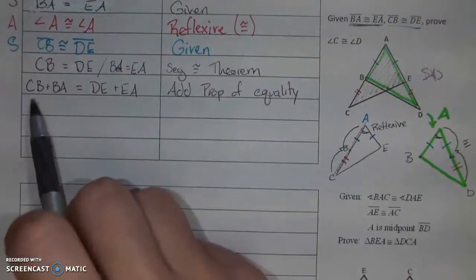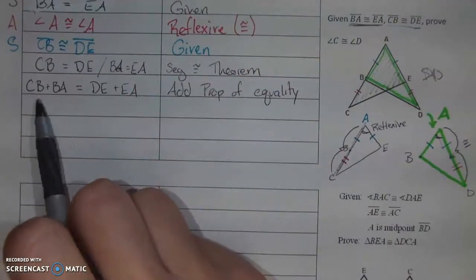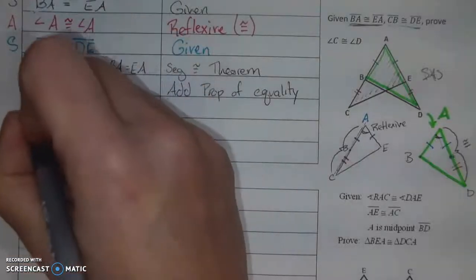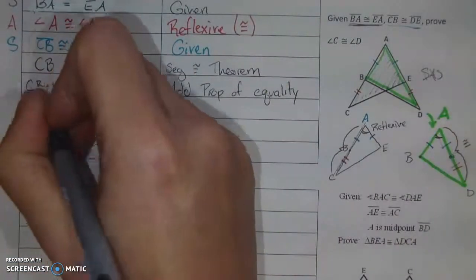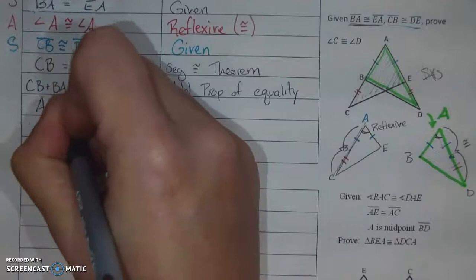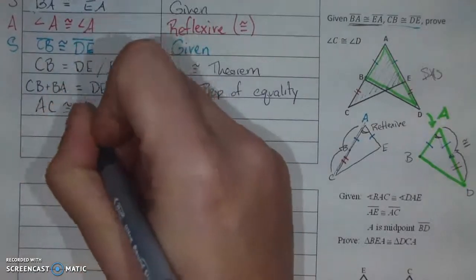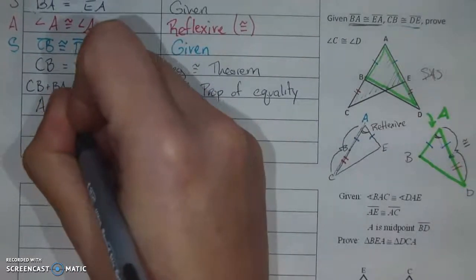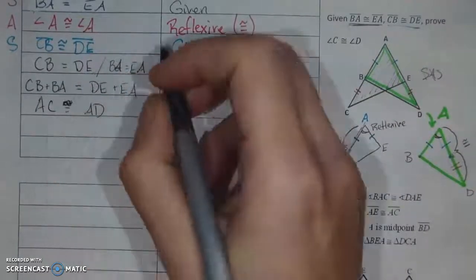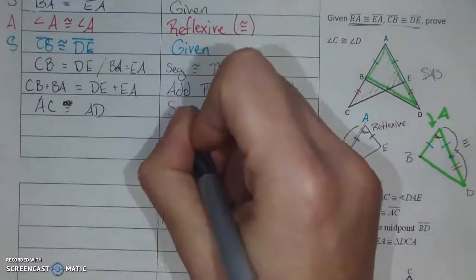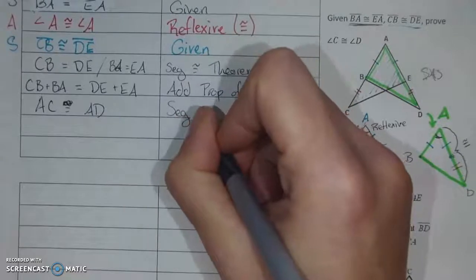Next, I want to combine these so that they are one longer segment instead of just pieces of a segment. So I'm going to go ahead and say, well, AC is equal to AD. And all I've done here is what we call the segment addition theorem because I've added segments.